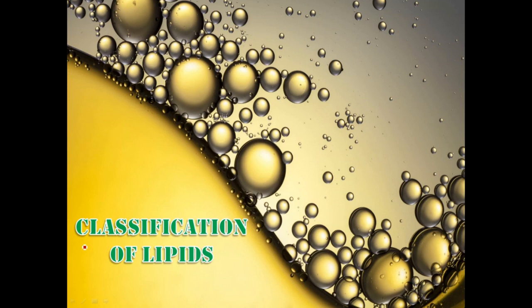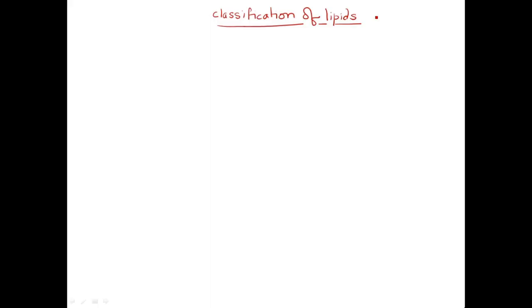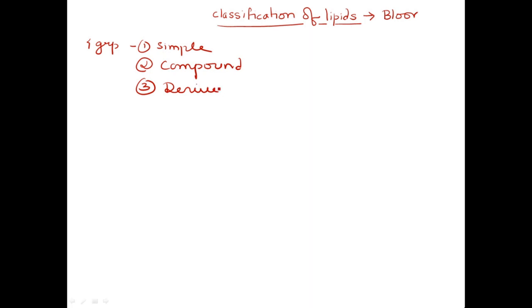In this video we will be discussing classification of lipids. Lipids are classified into 4 groups: simple lipid, compound lipid, derived lipid and miscellaneous lipid. Initially lipids were classified by a scientist named Bloor, which was further modified, and lipids are classified into 4 groups. They are simple lipid, compound lipid or complex lipid, third is derived lipid, fourth is miscellaneous lipid.